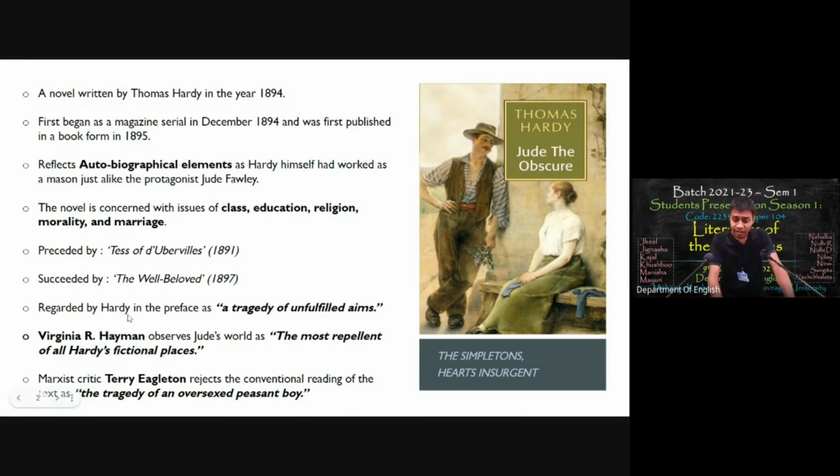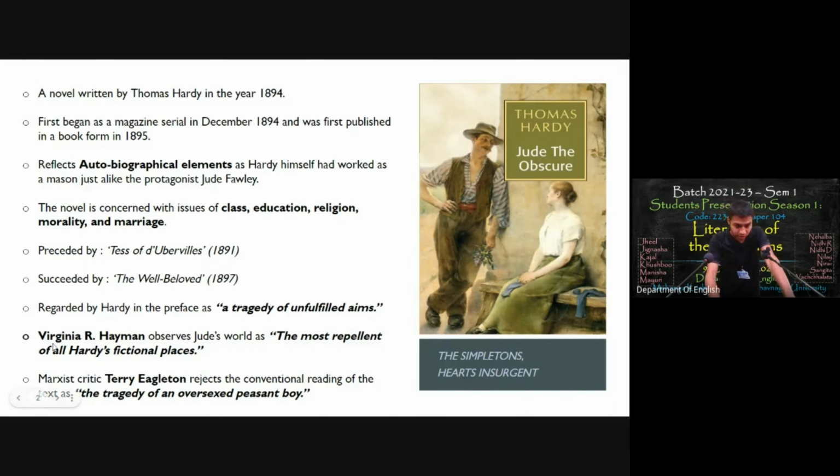It is regarded by Hardy himself, as he wrote in the preface, as a tragedy of unfulfilled aims. Jude, the protagonist, tries to educate himself in a university in a nearby town, but he fails to do so because he is not rich enough to bear the expense of his studies.